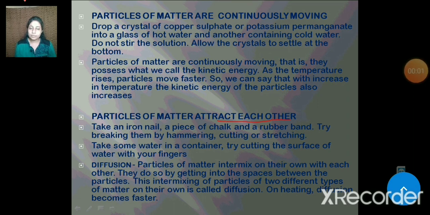At last, we will know about diffusion. We already saw diffusion in the experiment, but now let us read the definition.